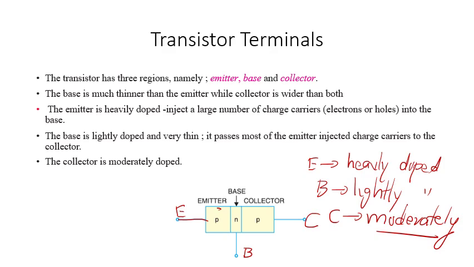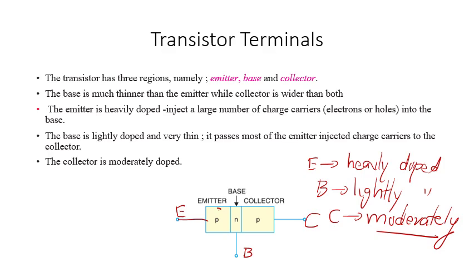The reason is that the emitter region is always emitting charge carriers, either electrons or holes. That is why it is heavily doped. It is actually the source which generates a large number of electrons or holes. Whatever we transmit from the emitter through the transistor should reach the collector without any loss of its strength. So in order to avoid any loss, we keep the base region lightly doped.